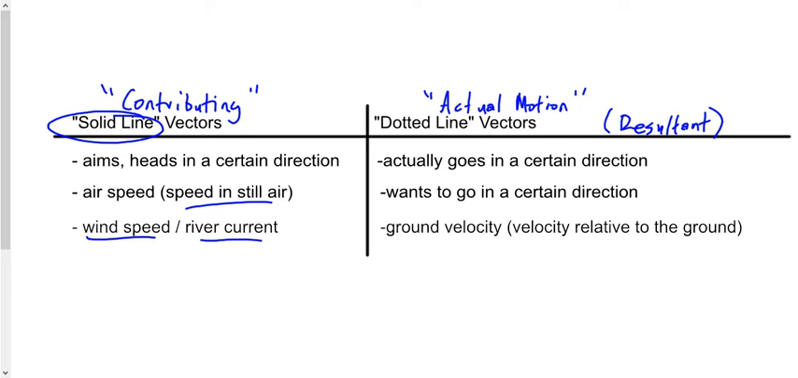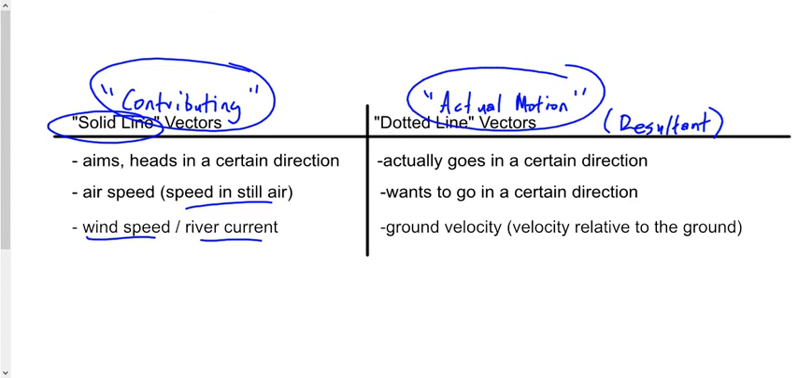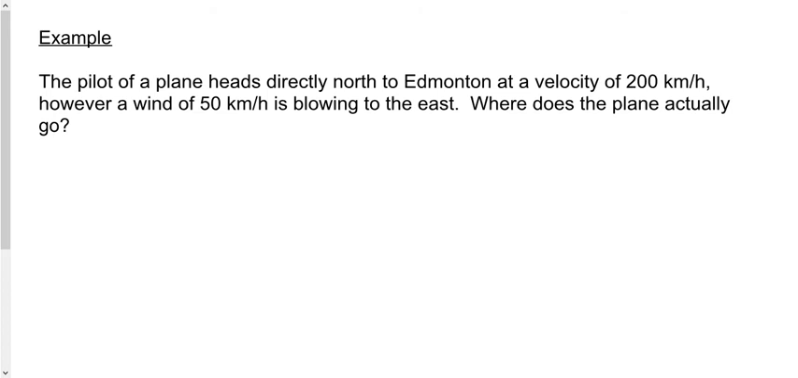Another dotted line vector, another resultant vector, is our ground velocity, the velocity of the boat, the ship, the person relative to the ground. Okay, so bottom line is this: if it contributes to the actual motion, it's a solid line vector. If it is the actual motion, it's going to be a dotted line vector. We did an example yesterday. I'm not going to go through this entire thing again, but I will just draw solids and dotteds just so we have a little bit of review of that and keep that straight.